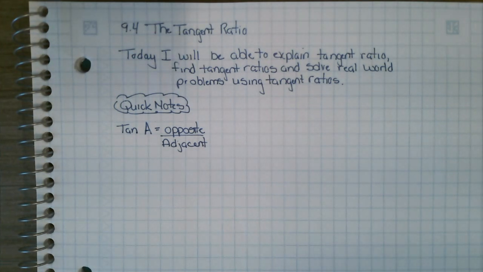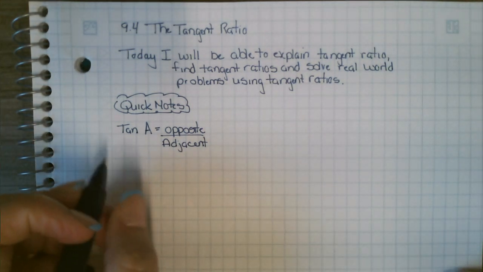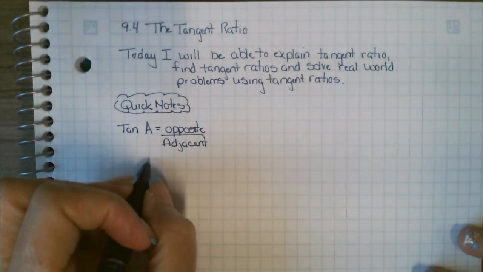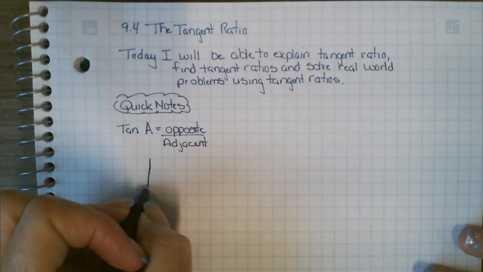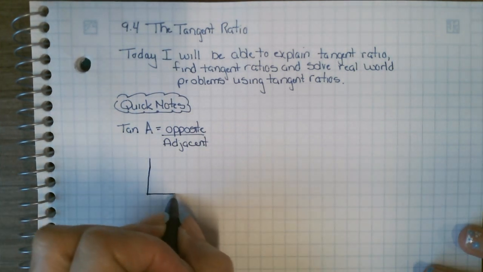All right. So going back to last week, we learned about sine, cosine, and tangent. We're going to do that again today. We're going to do a brief overview in our quick notes. So basically, I want to make sure that you draw a triangle and we label it. So go ahead and draw a triangle.